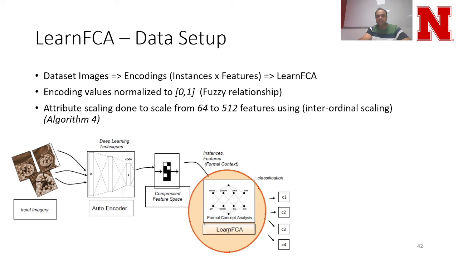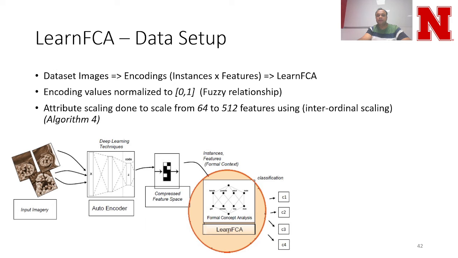So first of all, let's see the data setup that we used. The original data that we used was nothing but images. So these images were first translated into encodings using machine learning algorithms, which is deep learning algorithms, which was done as part of a separate project by Muhammad and others. So they used various deep learning techniques to derive a matrix, or to derive various instances and their features. And these instances and features were the input for our LearnFCA model.